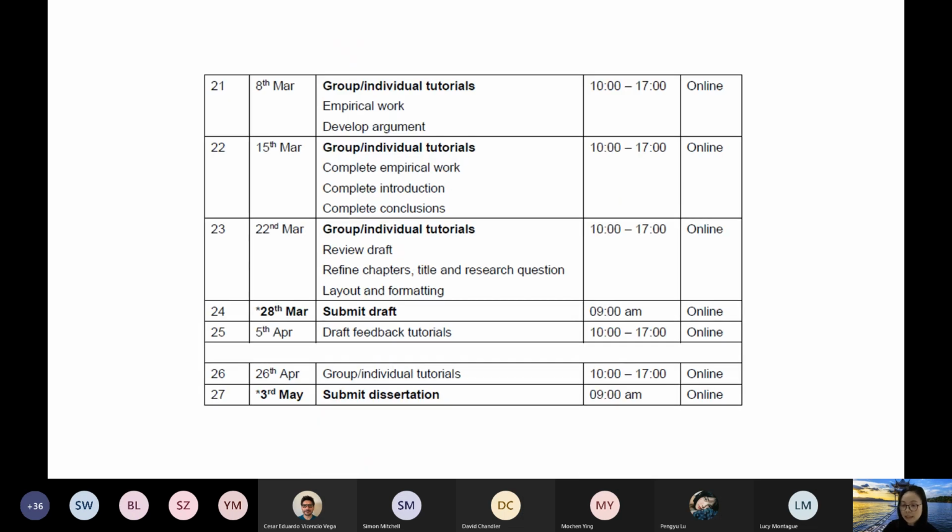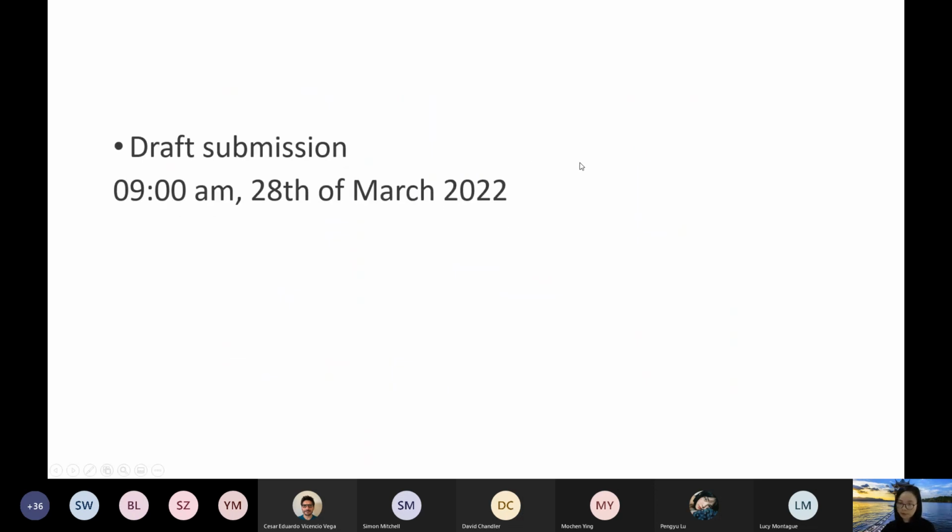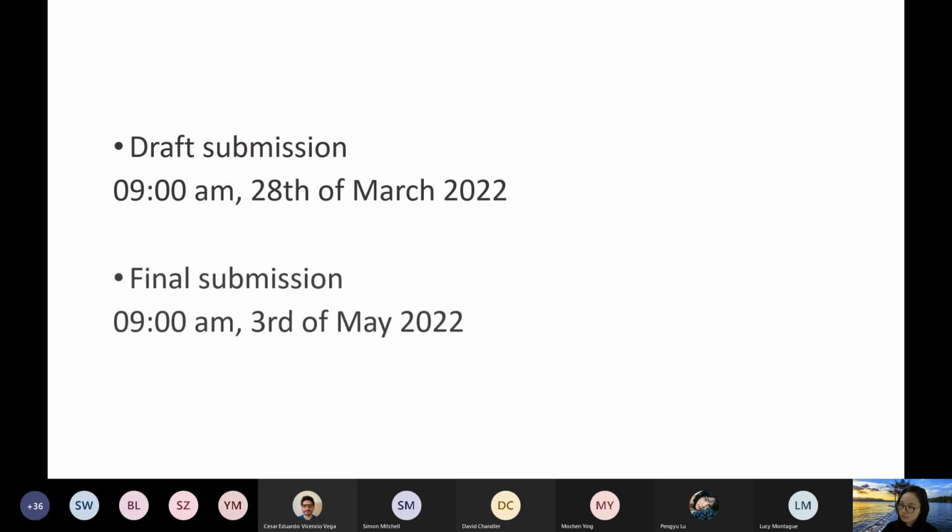Here you can already see the submission dates, but just to make it easier for you to remember, we've got 2 very important submission dates. The first one is your draft submission, and like I said, although it is a draft submission, you should already have a complete piece of work, so it is already a coherent and readable good dissertation, and it is on the 28th of March 2022. Then you have a final submission, which is on the 3rd of May 2022.